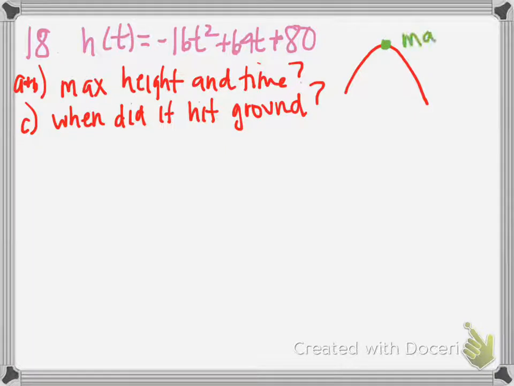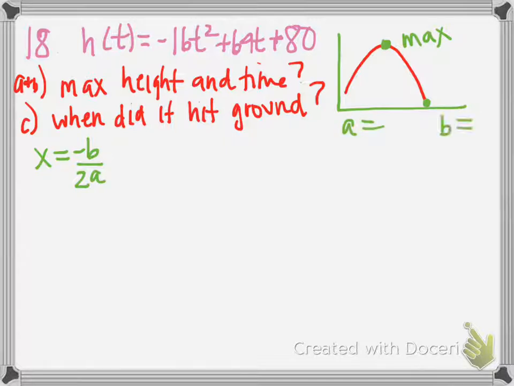So here we need to find the maximum. And then part C is when did it hit the ground? So really you're finding when it hit the ground, or the x-intercept. So for the maximum height, we have a formula: opposite of b over 2a. So let's identify a and b. So a is the number in front of the t squared, so that's negative 16, and b is 64.